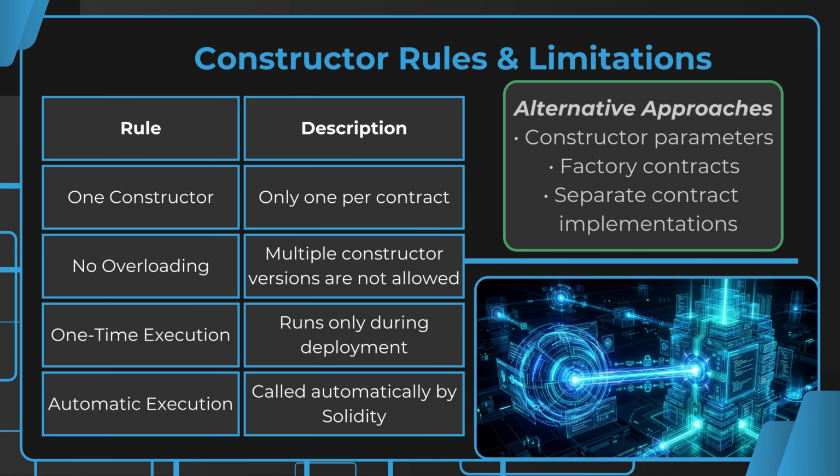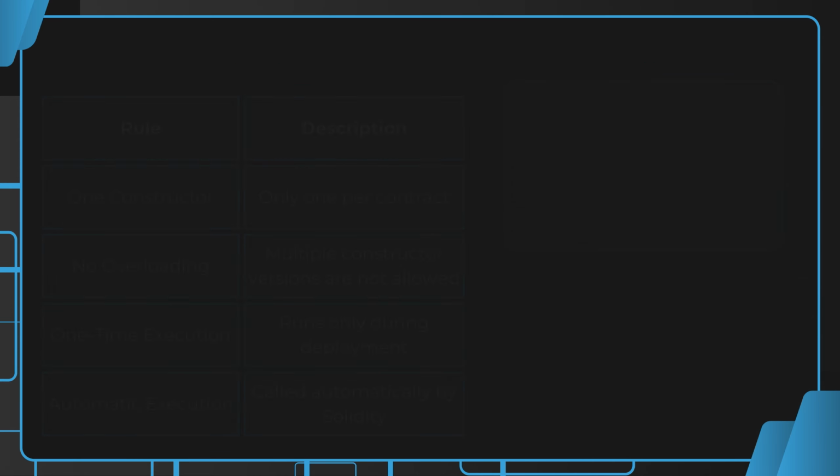Each contract can have only one constructor. Unlike regular functions, constructors cannot be overloaded, so you cannot create multiple constructor versions with different parameters. If you need different deployment configurations, you usually solve that by passing parameters, by deploying through a factory, or by using separate contract variants. Also remember, constructor logic runs only once. After deployment, it cannot run again.